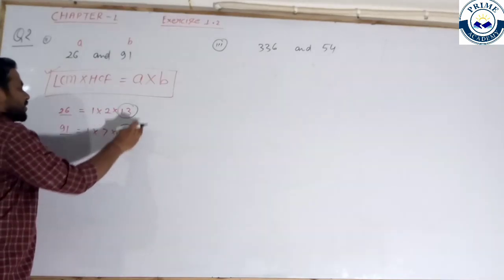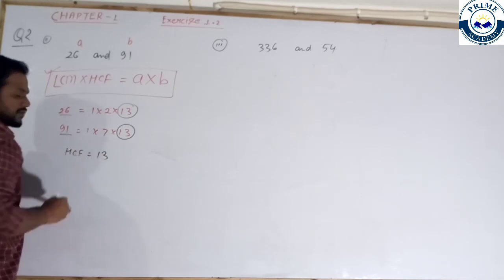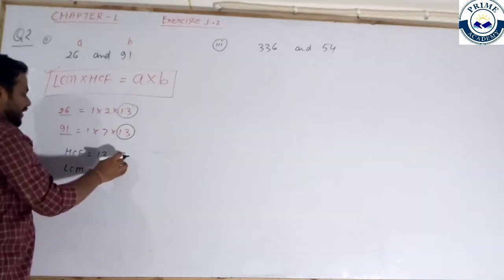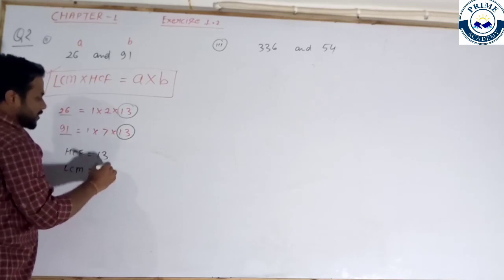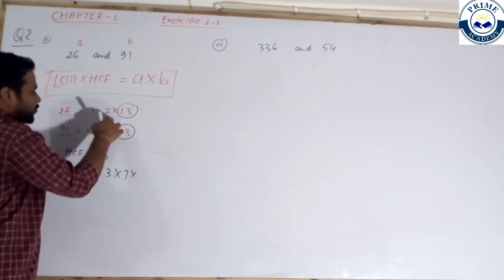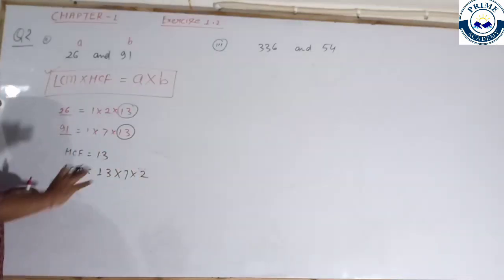So what is common here? 13 is common, so HCF will be 13, right? What is LCM? Same thing I have written, whatever the HCF you have calculated, just write over here HCF. What is remaining? 7 is remaining here and 2 is remaining here. No need to write 1 multiplication by 1, the same number, right?